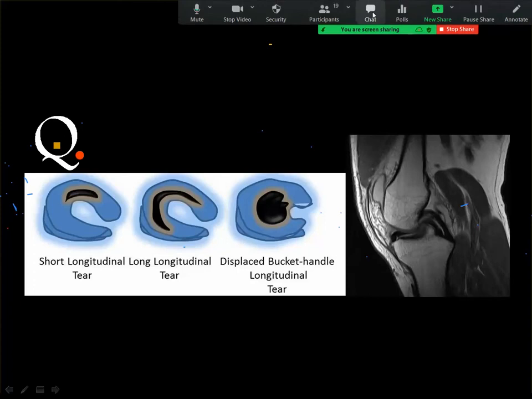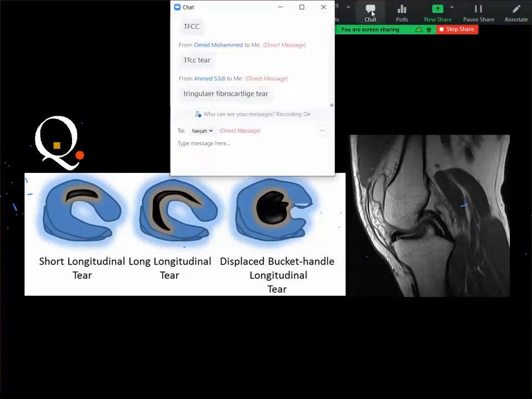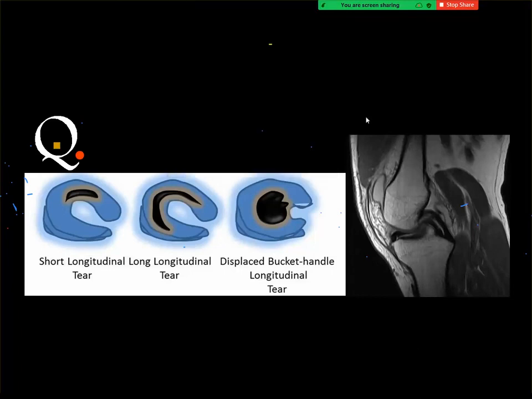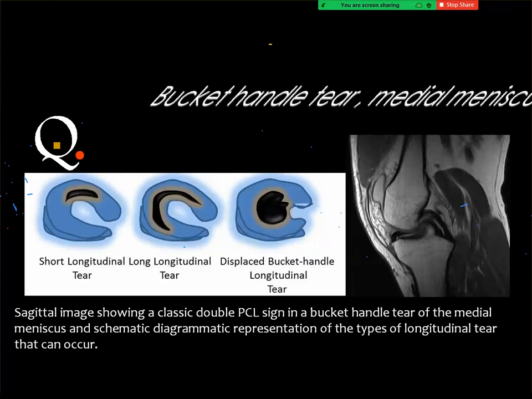This is actually an easy case, and the illustrations are also provided. This is bucket handle tear. Yes, you got the well-known sign, which is the double PCL sign, and these are the stages of the formation of the bucket handle tear, which starts as a short longitudinal tear, then becomes longer, then the medial fragment is displaced underneath the posterior cruciate ligament.